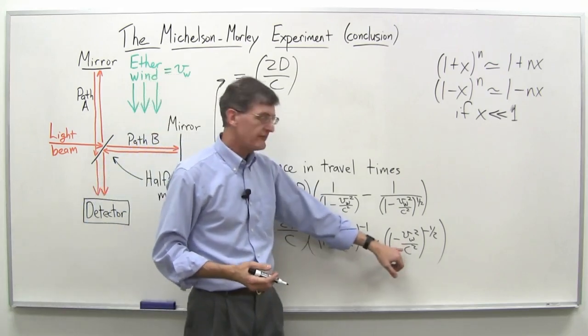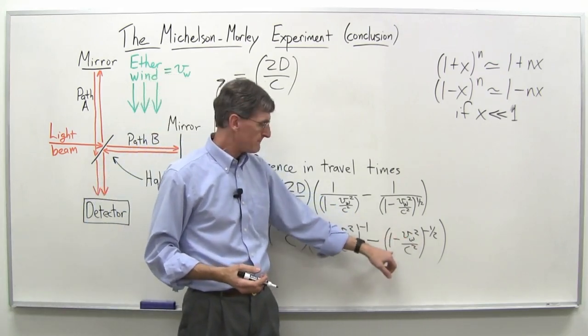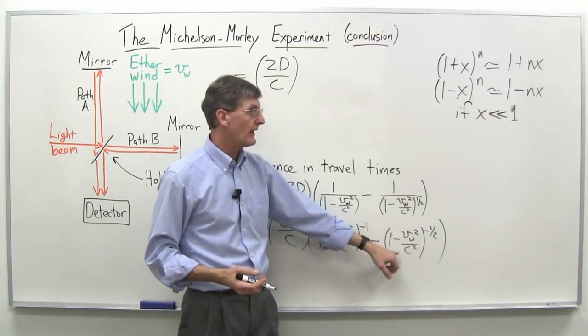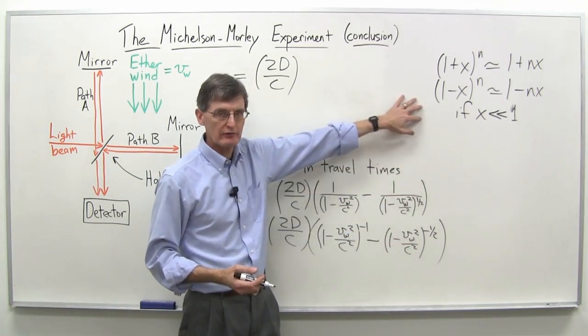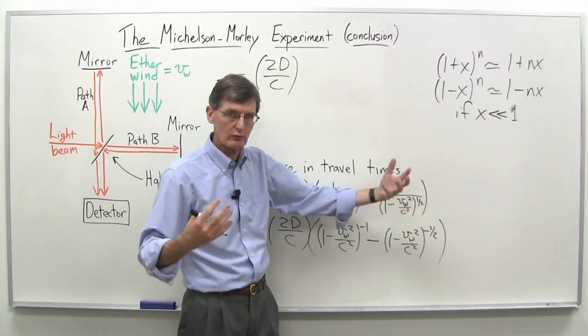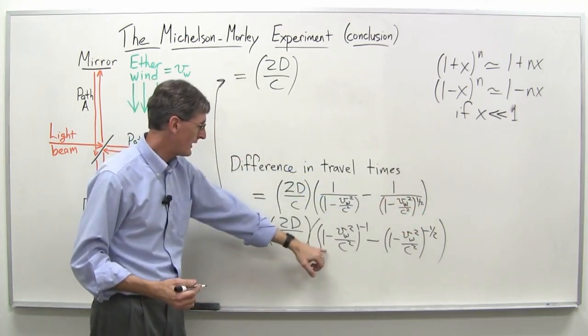So this is a very small number when you do the VW squared over c squared. And therefore, yes, we can use the binomial expansion as an approximation. It works in this case. So what do I have here?